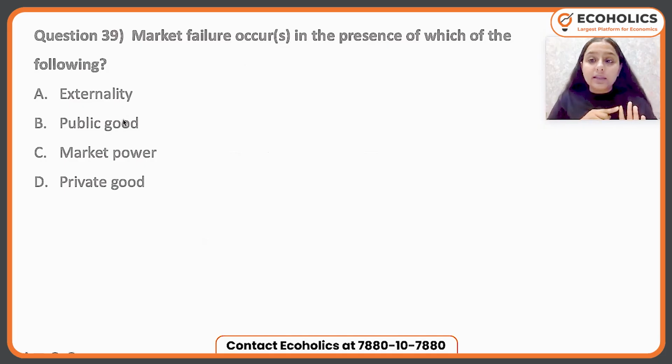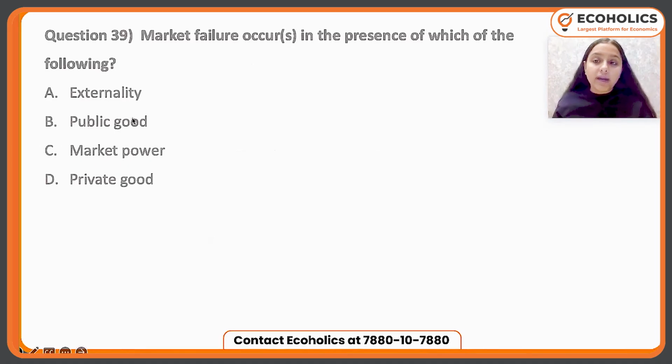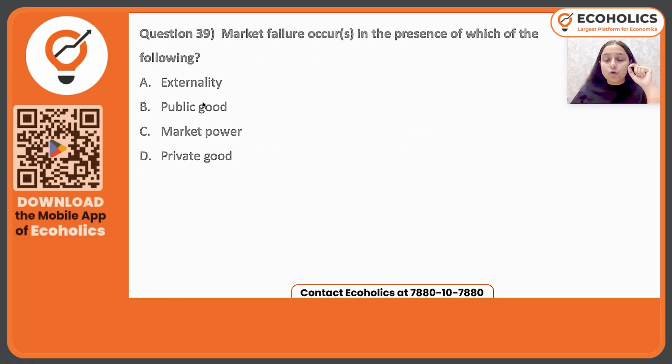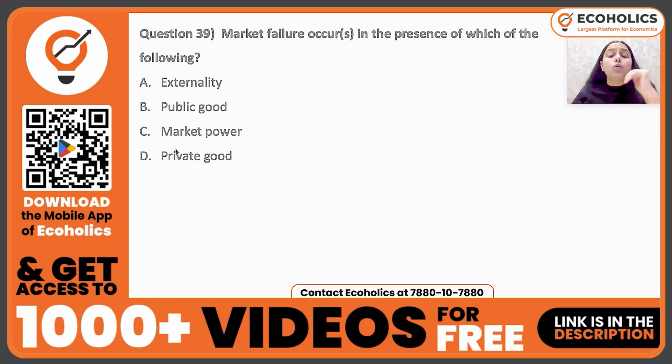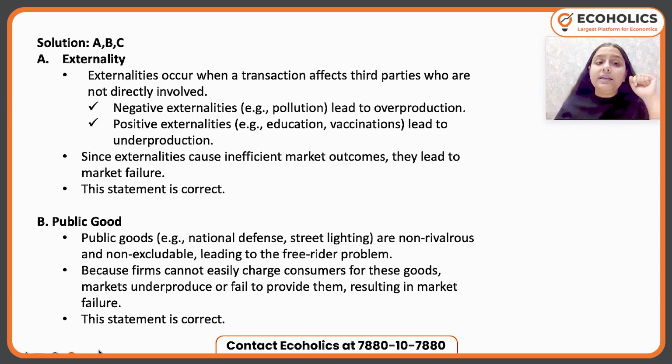Again, I will reiterate the same thing: in MSQ, the paper always tests you on multiple concepts at one go. So if you don't know a concept, there is a high chance that the options you select in an MSQ question would not match with the correct options. So first of all, when you talk about market failure that occurs in the presence of which of the following, you need to know about all these 4 things and where it occurs. So let's get to know about these 4 concepts in detail.